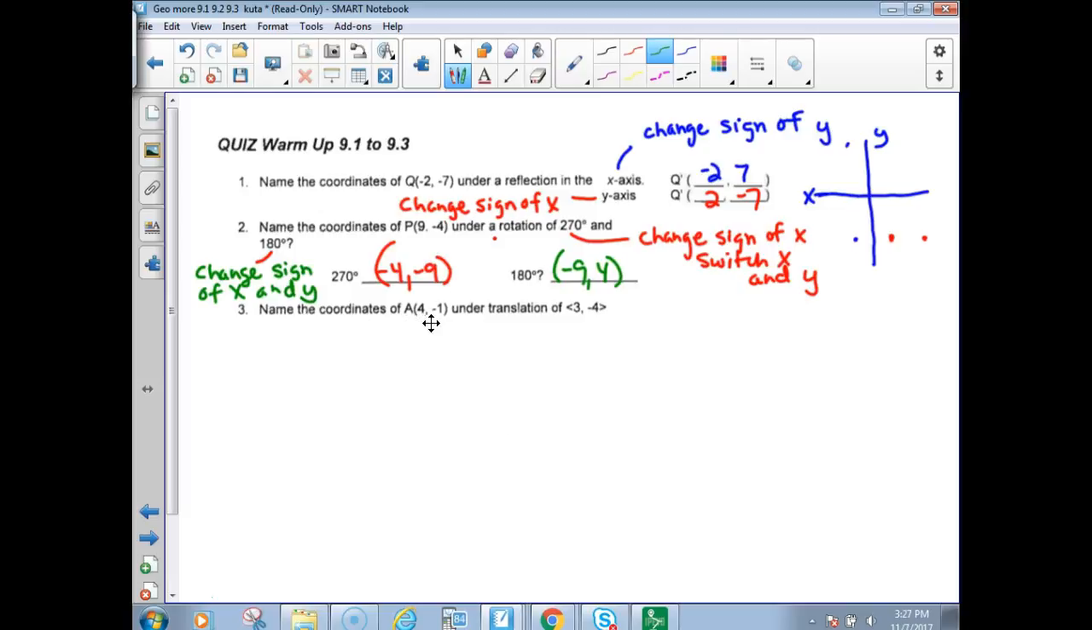Name the coordinates of 4, -1 under a translation of 3, -4. You could think about it on a grid if you wanted, but what that means is to go right 3 and down 4. There's a mathematical way to indicate that change. You can add 3 to the x component, and subtract 4 from the y. So 4 plus 3, A prime would be located at 7, and -1 minus 4 would be -5. So the location would be 7, -5.